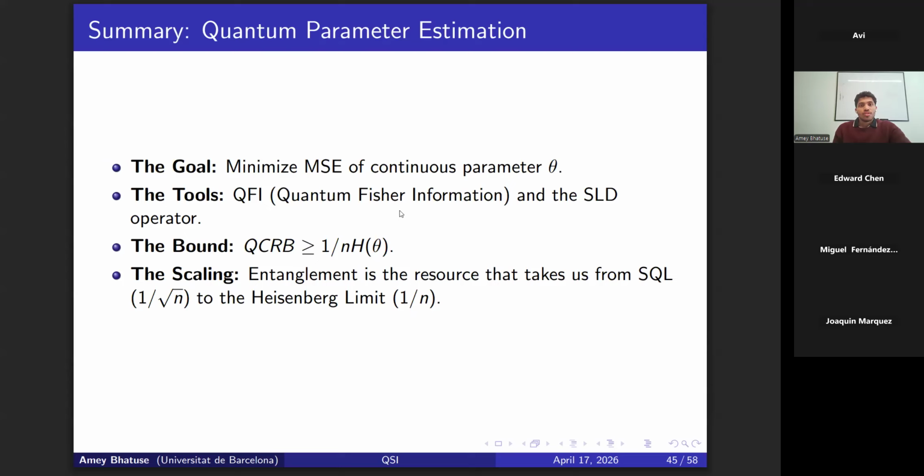Okay, so with this, we are once again at the end of another section. We checked quantum parameter estimation. The goal was to minimize MSE for a continuous parameter. We have tools like quantum Fisher information and the symmetric logarithmic derivative. We checked the bound, how far can we go with this quantum Fisher information, and then we also checked the scaling, like how can resources like entanglement help us.